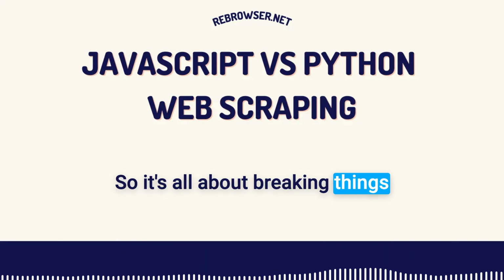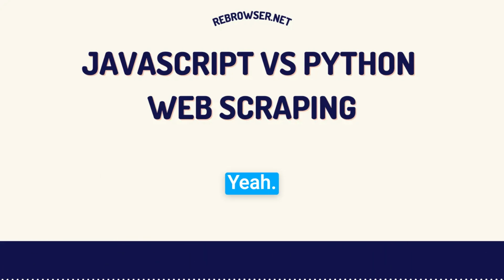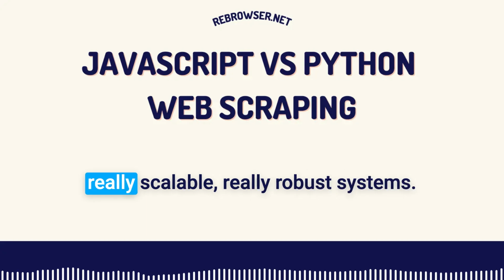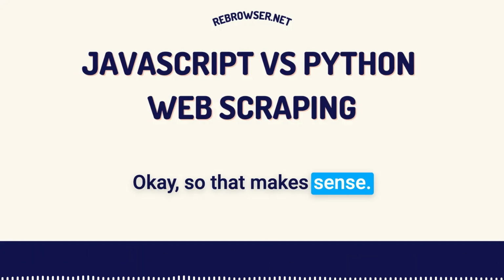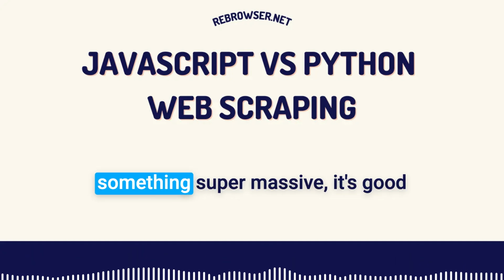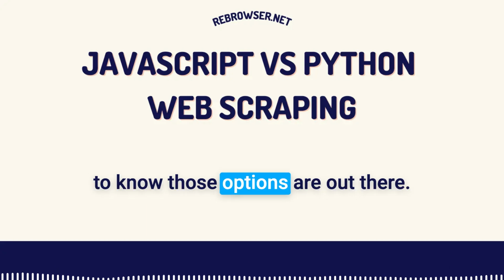So it's all about breaking things down and making them modular. Yeah. It's how the pros build really scalable, really robust systems. Got it. Like a well-oiled machine, each part doing its job. Okay, so that makes sense. Even if we're not building something super massive, it's good to know those options are out there.